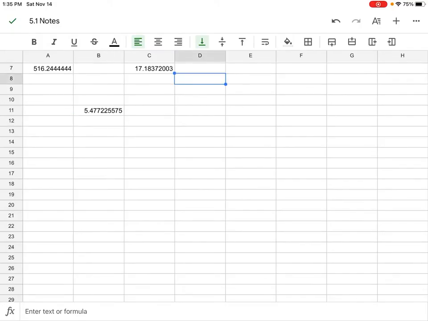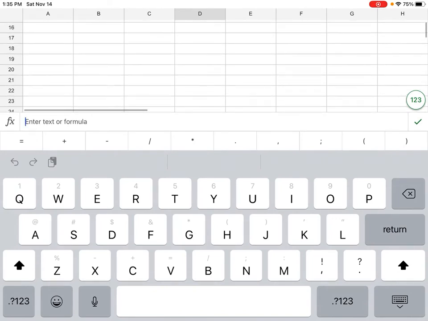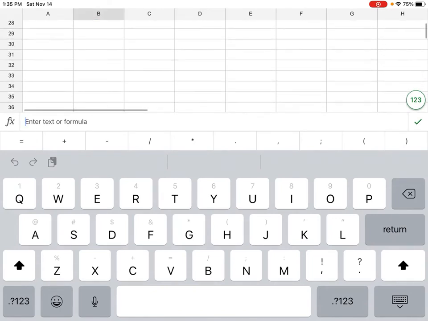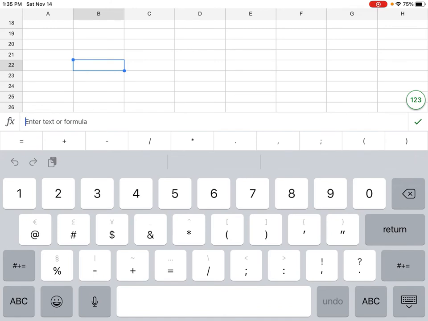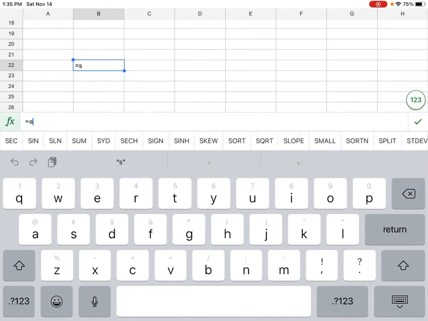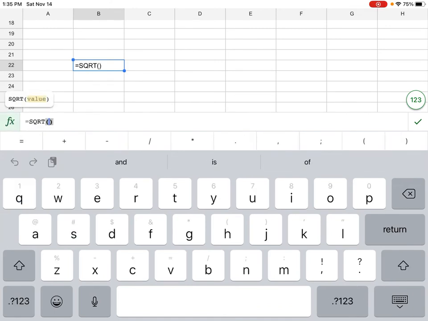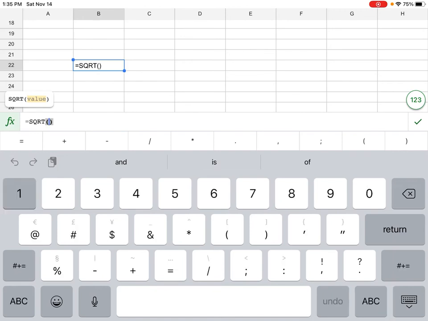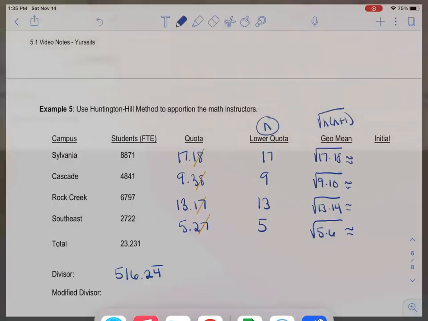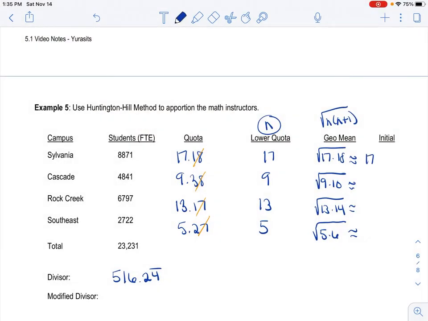I'm going to go back to Google Sheets just to make this a little bit easier. So let's just go up here. All right, equals, the function is square root, and that first one is 17 times 18. Enter. So I get 17.49. Let's cross out initial. We'll put it below this. We'll have enough space there.